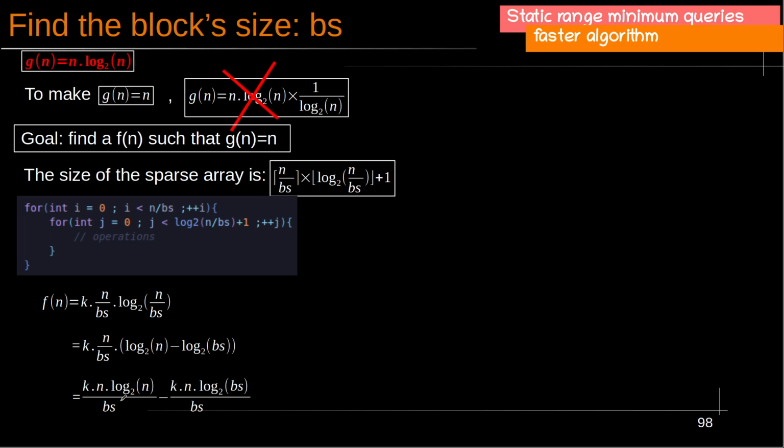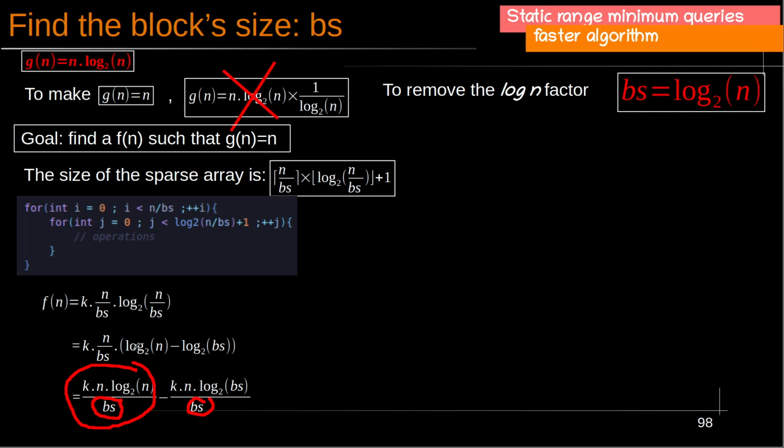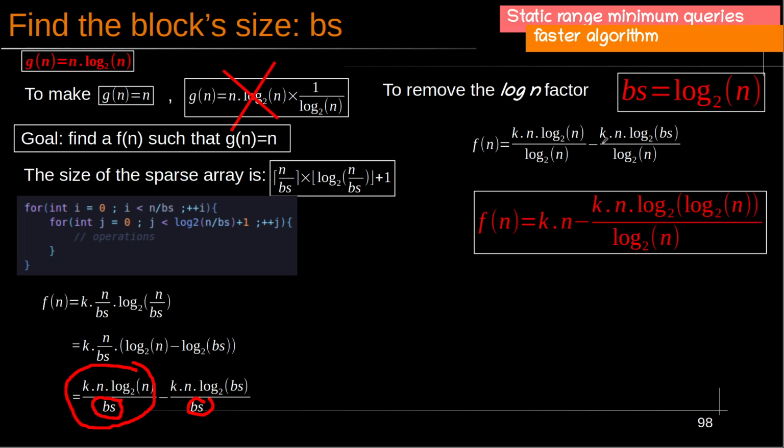The question now: what will be bs to remove the log base 2 of n? For the first part here, it's simple to deduce that bs must be log base 2 of n. So our function fn will be like this. We replace bs by log base 2 of n. This is our fn. We have to find the asymptotic upper bound for fn.